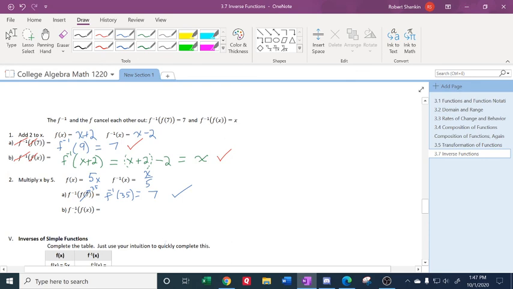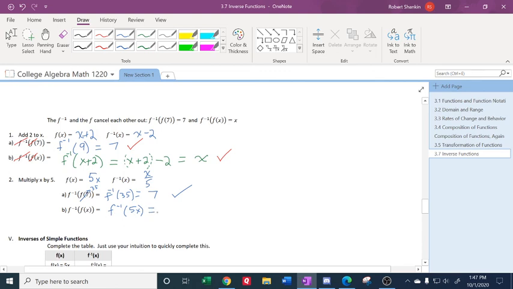And what about for f inverse of f of x? What do you have? We have the f inverse, or wait, sorry. The f, f inverse is 5x. F inverse of 5x. We'll put the word of in there. Okay.